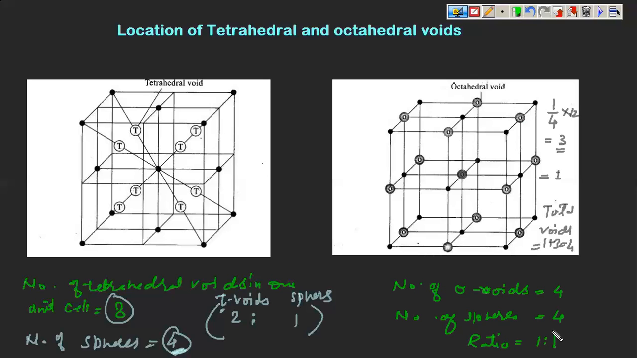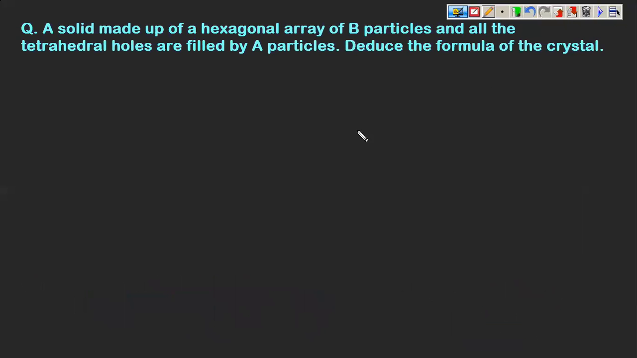If a crystal has 100 particles, the number of octahedral voids will be 100 and the number of tetrahedral voids will be 200, because the ratio is 2 is to 1 in case of tetrahedral voids. The ratio in octahedral voids is 1 is to 1.